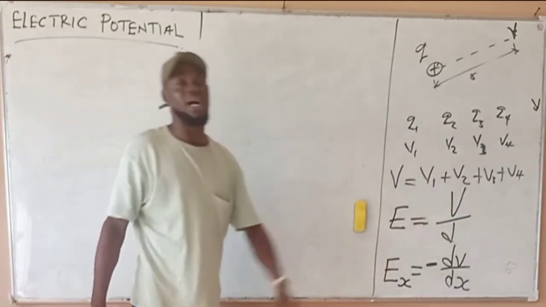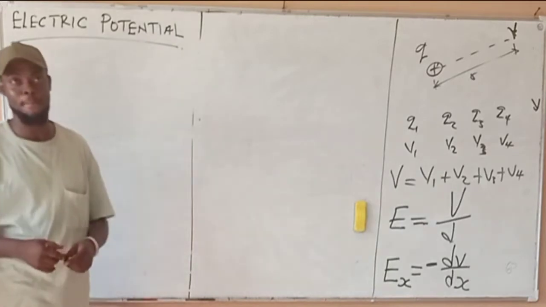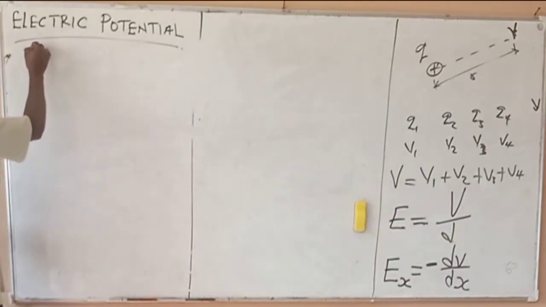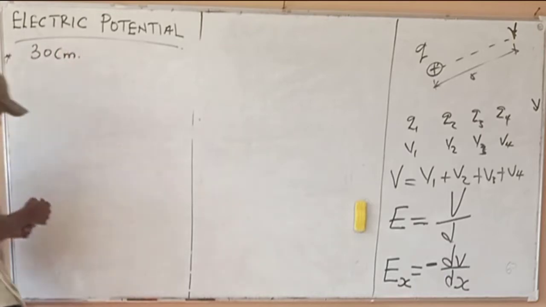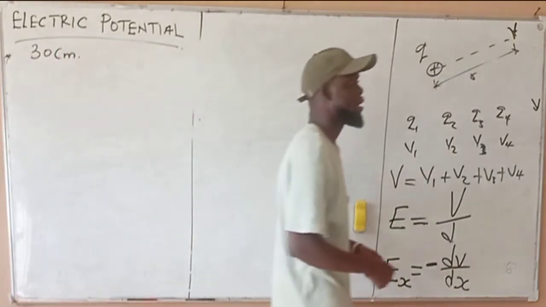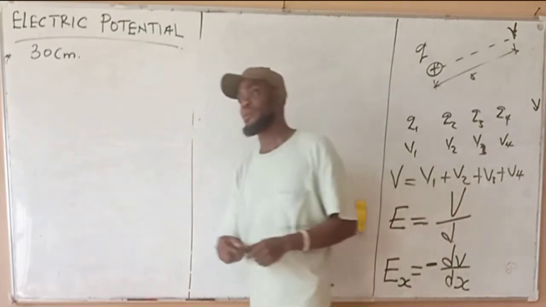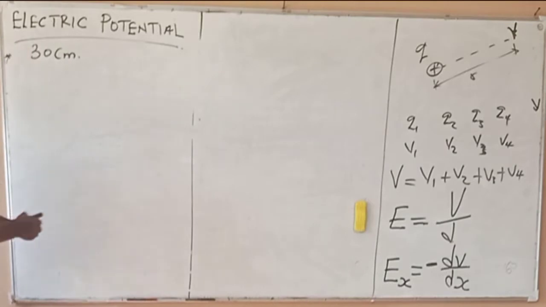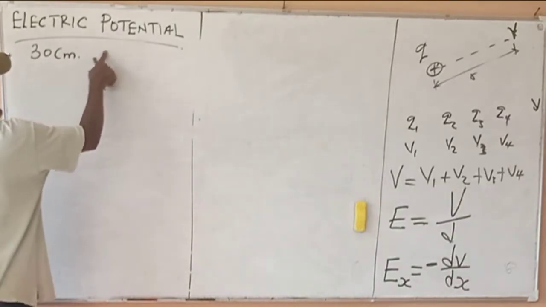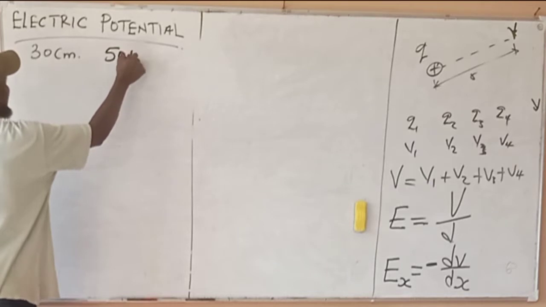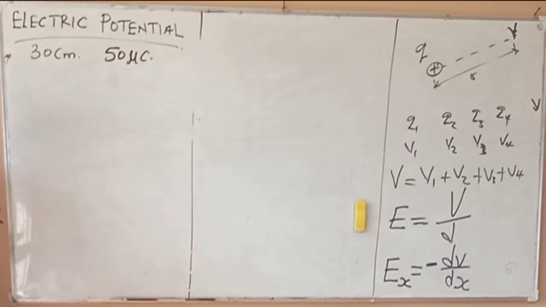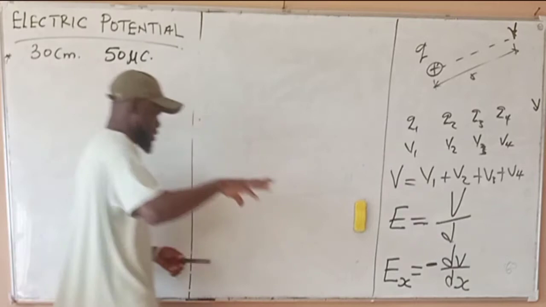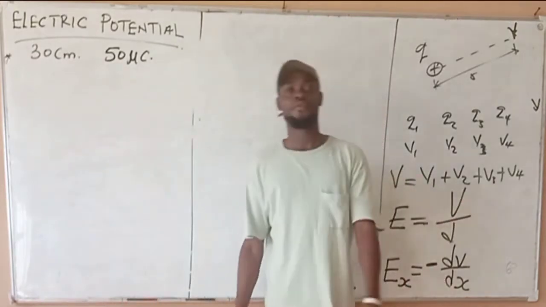Obtain the electric potential at a distance of 30 cm from a charge of 50 microcoulomb.